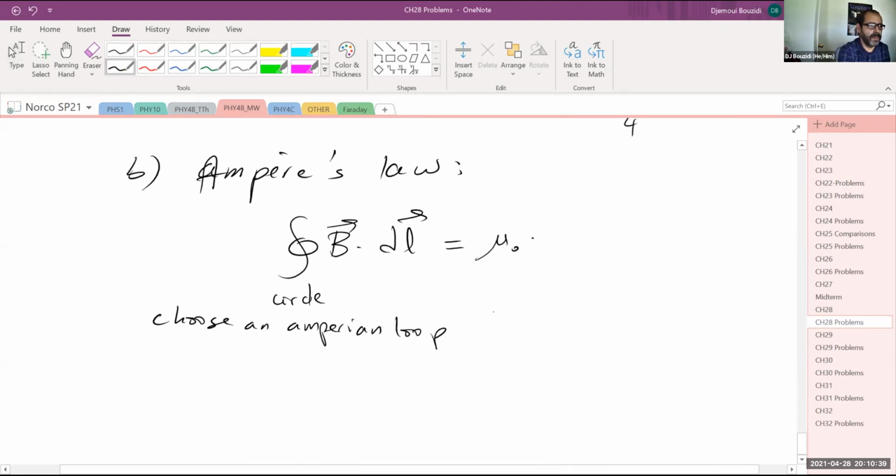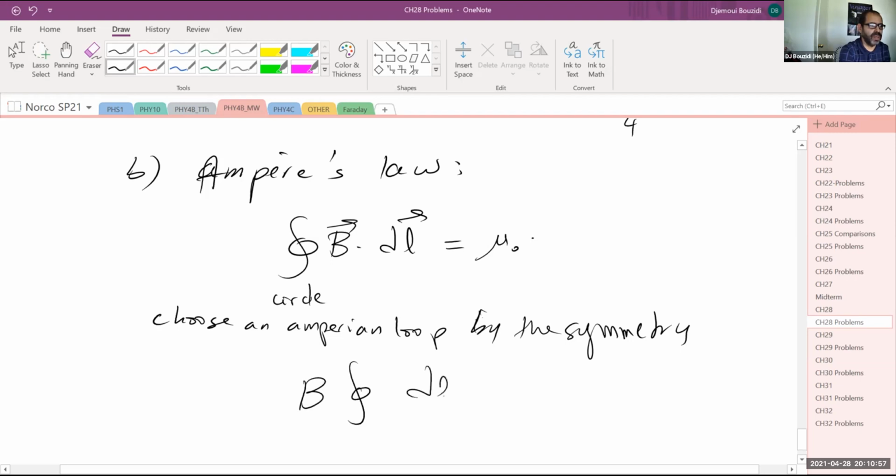So choose an Amperian loop by the symmetry in the problem. And this problem has cylindrical symmetry. That's how we do it in here, similar to what we did in there. So B will be constant. Not only is it going to be constant, but also parallel to dl. So it's going to come out of the integral.